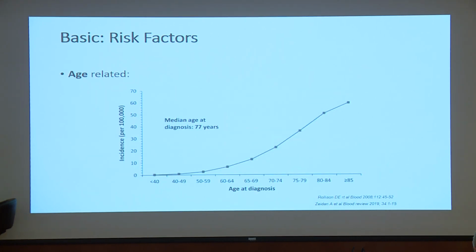Age is considered the greatest risk factor for patients who have MDS. The older people are at risk to develop MDS. And as you can see, the inflection point is somewhere in the 60s, and the average age for people who have MDS is somewhere in the 70s.